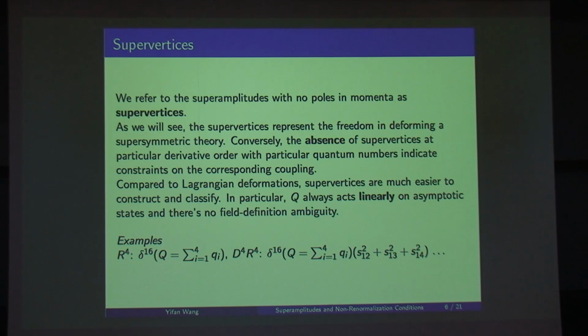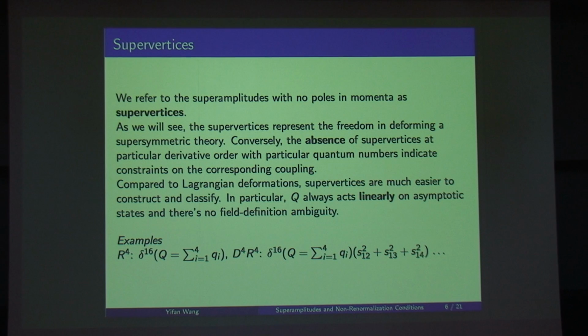But a special subclass of superamplitudes are those that do not have poles in momentum, in any combination of the momenta. And these are what we will refer to as supervertices. As we will see, the supervertices will represent the freedom in deforming the supersymmetric theory from the perspective of amplitudes. And conversely, the absence of supervertices at some particular derivative order with particular quantum numbers will signal constraints on the corresponding coupling in the effective action.